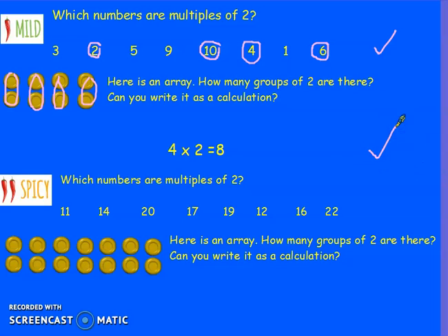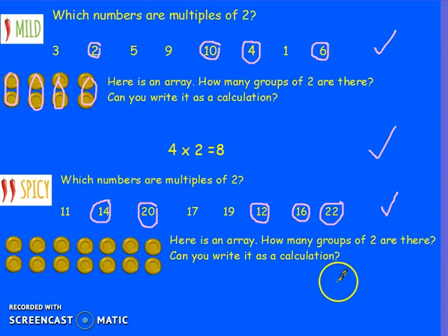Let's have a look at the spicy challenge. What multiples of 2 have we got? Well, we know 7 times 2 is 14. 10 times 2 is 20. 6 times 2 is 12. 8 times 2 is 16. 11 times 2 is 22. Well done.